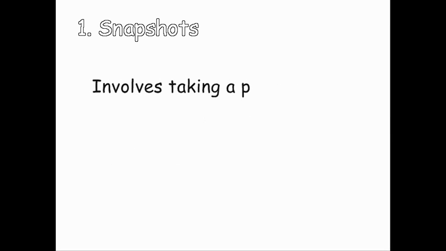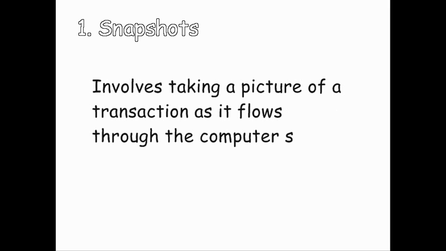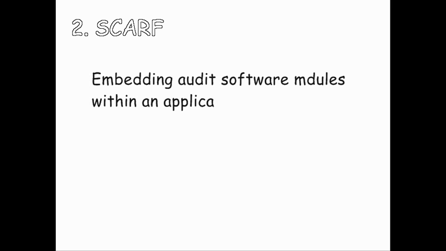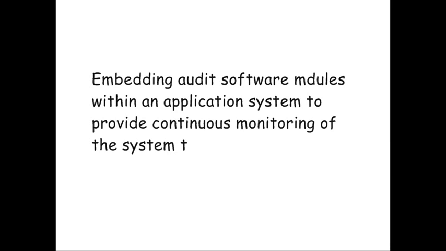Other CAATs. Highly complicated computerized systems sometimes do not retain pertinent audit trails and would require capturing of audit data as transactions are processed. Under this scenario, the CAATs available to the auditor may include: Number 1, Snapshots. These techniques involve taking a picture of a transaction as it flows through the computer systems. Such a technique permits an auditor to track data and evaluate the computer processes applied to the data. System control audit review files. This involves embedding audit software modules within an application system to provide continuous monitoring of the system transactions. The information is collected into a special computer file that the auditor can examine.